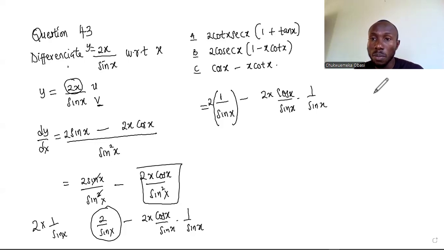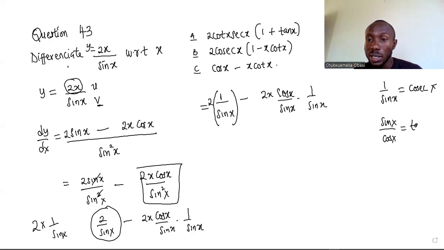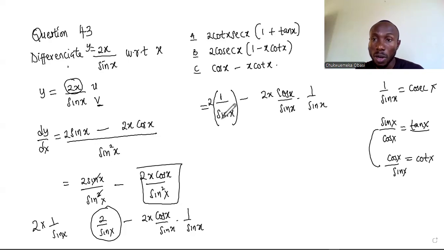So what do you remember about trig functions we discussed in the previous video? 1 over sine x is the same as cosec x, right? Are we together? And we said that sine x over cos x is the same as tan x. And again, cos x over sine x, I mean the inverse of this guy, will be the inverse of tan, which is going to be cot x. So let's come back to this place. So this is going to be 2 times 1 over sine x, which is the same as cosec x.